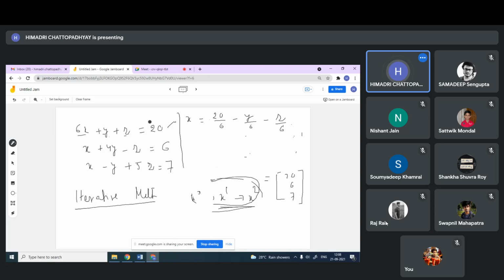And from these you express y. y is 6 by 4, that is 1.5, minus 1/4 x, because this x goes to the other side, and plus 1/4 z.